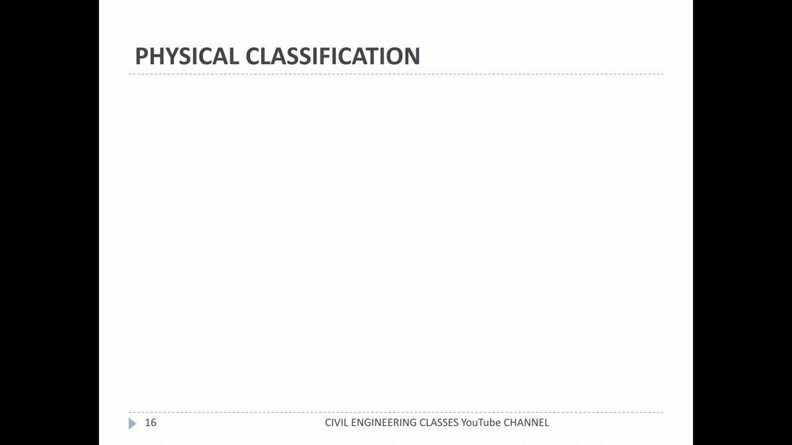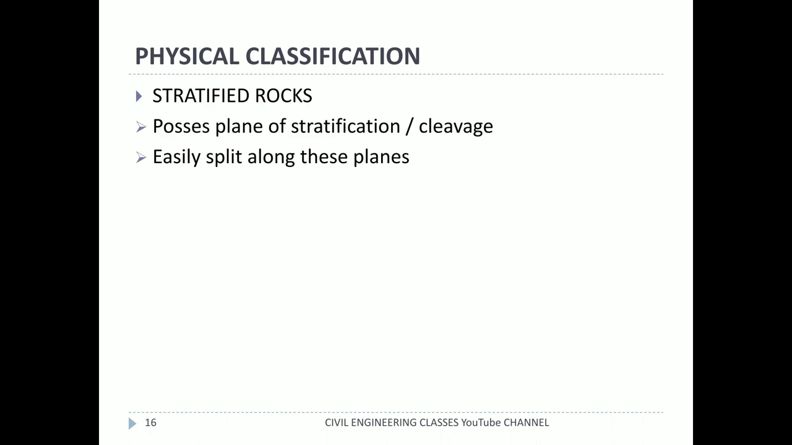So we are done with all the geological classification now. Coming to the physical classification. First one is stratified rocks. Stratified rocks means they have certain planes of stratification or cleavage such that the rocks will split easily along that plane. Mostly sedimentary rocks are stratified, for example sandstone, limestone, shale, etc.